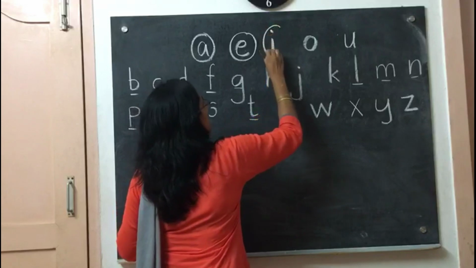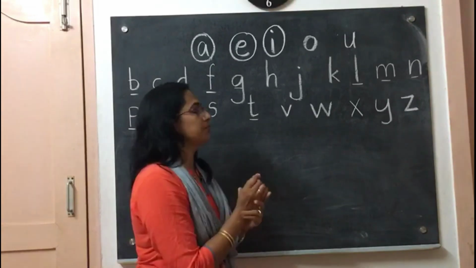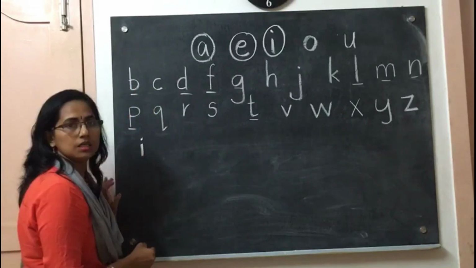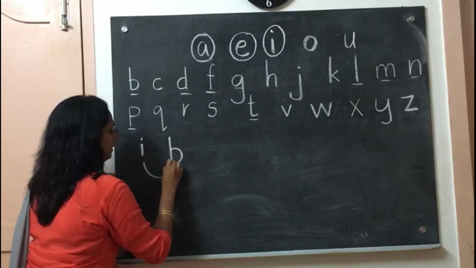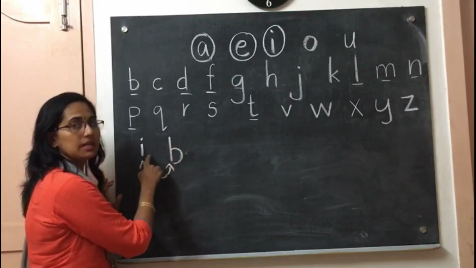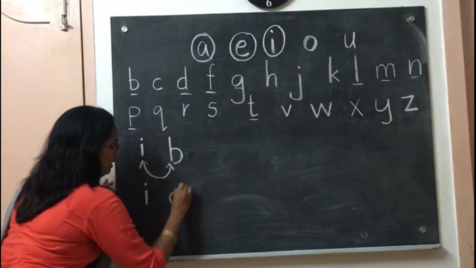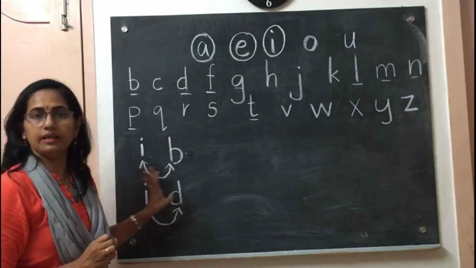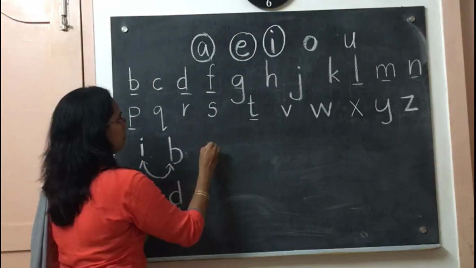Next, the letter is I. The sound of letter I is "ih". Okay. Now let's join I, B. Sound of B is B. I and B together we call Ib. What is that? Ib. Right? Next. I, D. Join together. Id. Right? Yes. The next one is I'll join with F.